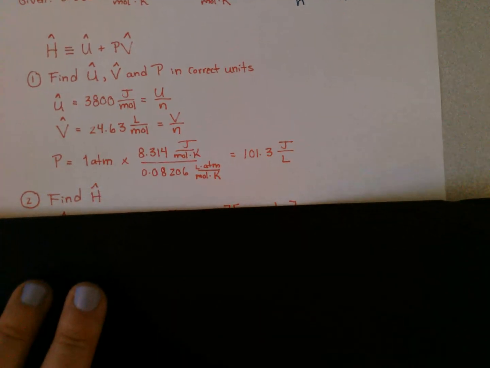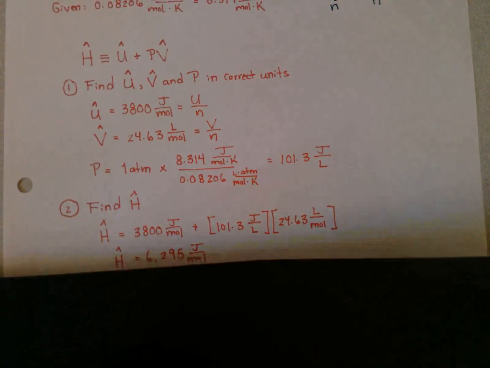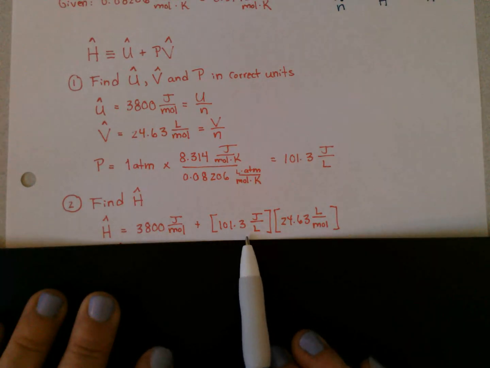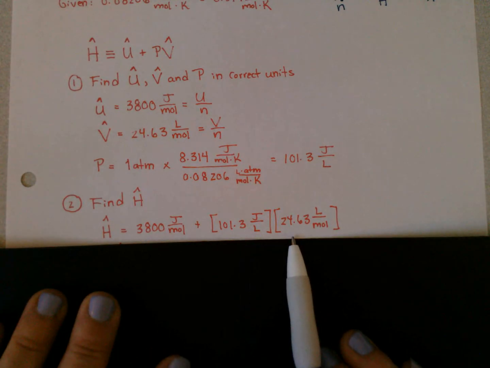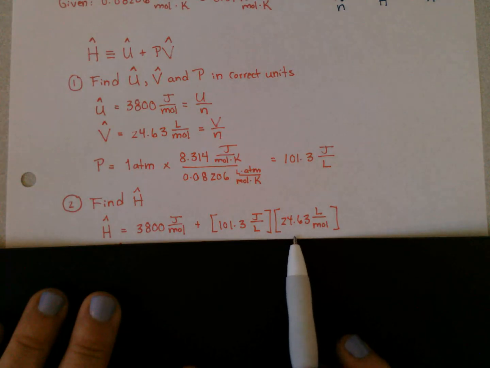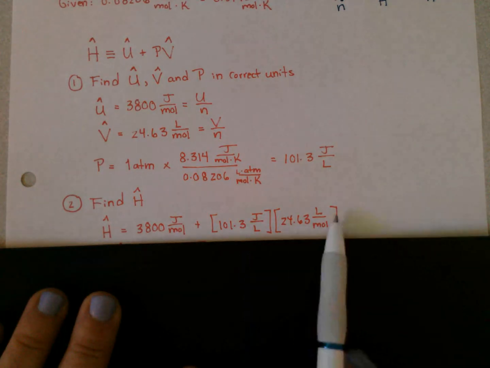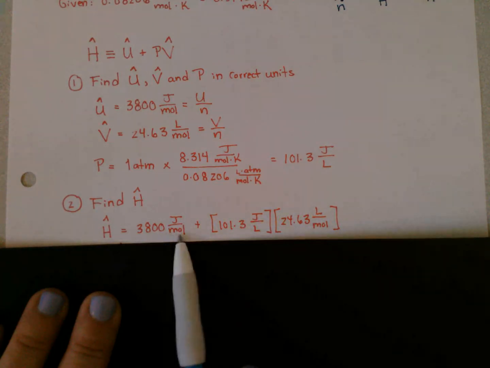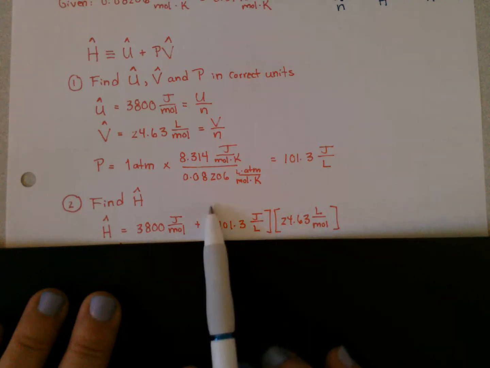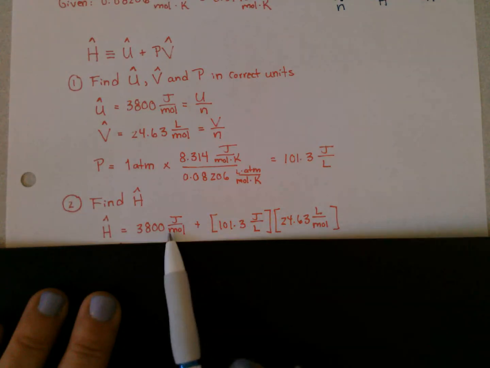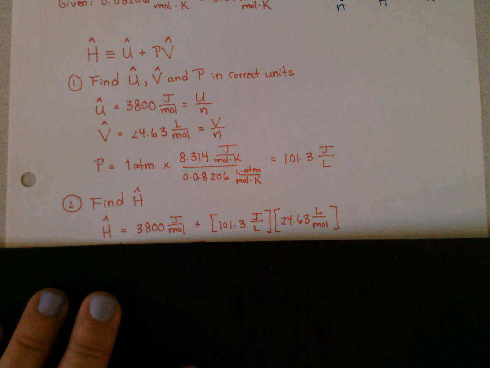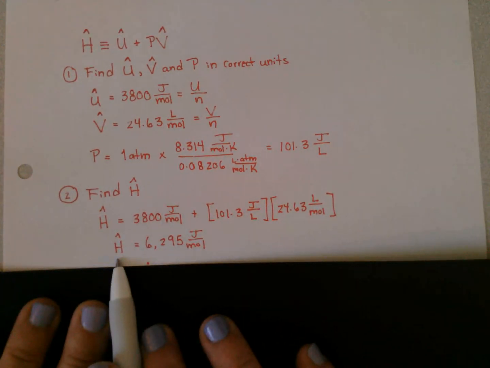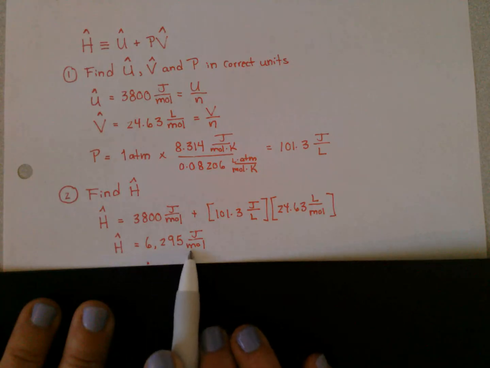So let's come down and find our H hat. Let's plug in our numbers. Here's the specific internal energy, here's that pressure, and here's that specific volume. Now, if you look closely, remember dimensional homogeneity? Joules per liter times liters per mole is going to give us joules per mole. And we can add joules per mole to joules per mole. So that's why we needed to do this pressure rearranging, so that we had that dimensional homogeneity as we moved forward. Then if we do that calculation, we're going to get that the specific enthalpy is 6,295 joules per mole.